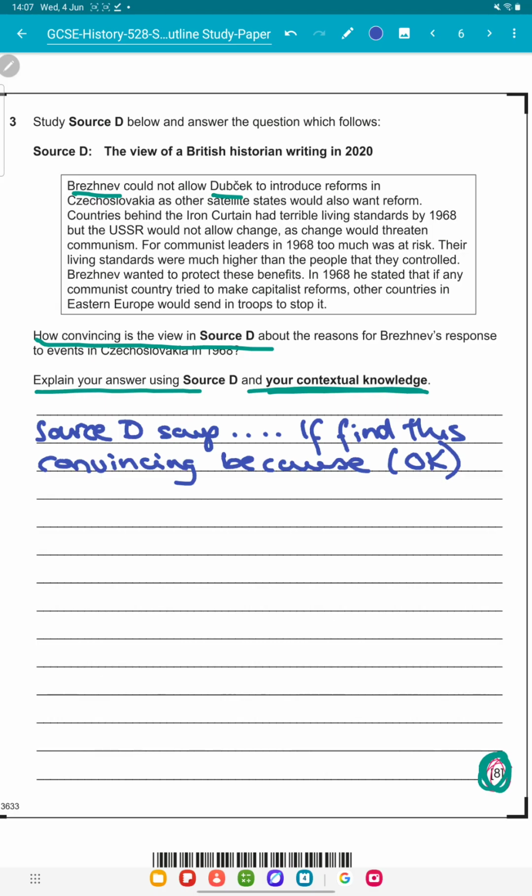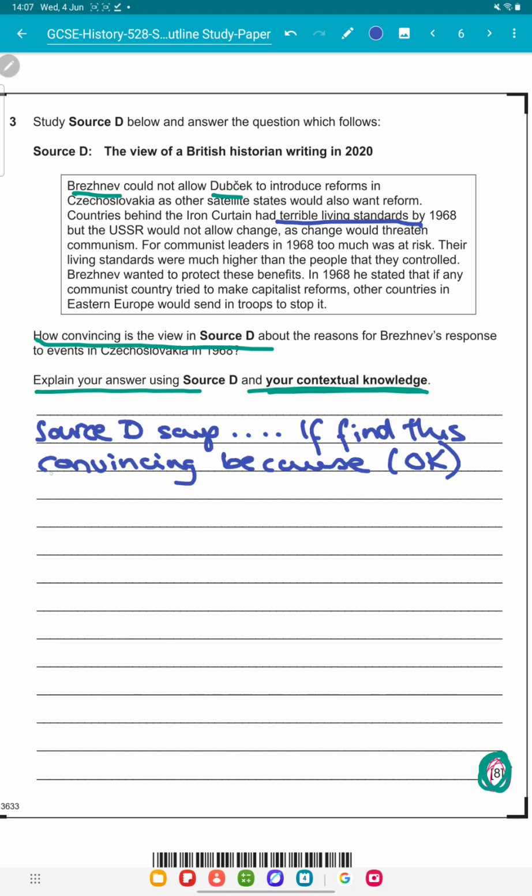So say, for example, this was talking about the terrible living standards in Czechoslovakia. Source D says that Czechoslovakia was facing terrible living standards. I find this convincing because from my own knowledge, I know that the Soviets were taking goods out of Czechoslovakia to give to Russian people. There you've used the source and you've brought in your contextual knowledge. Now try and do that about 3 or 4 times.